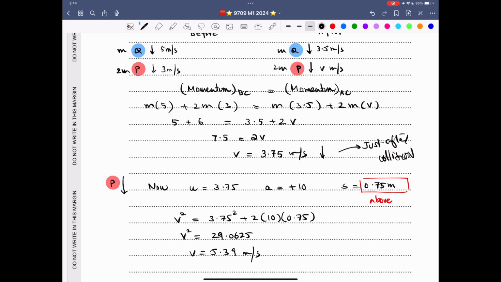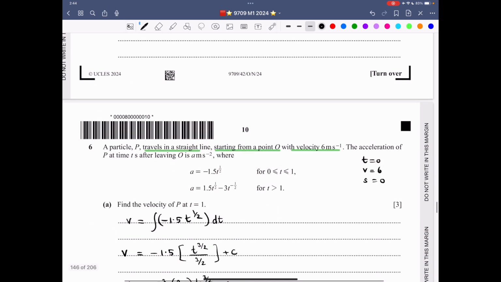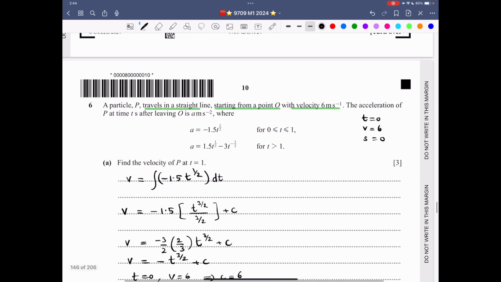P has to move down. This is the speed with which it's moving down. Acceleration is pulling it down, acceleration due to gravity. And this is the distance. So therefore, V comes out to be 5.39 meter per second, correct to 3 SF. All good, all clear? Hope you're enjoying it. Mechanics is all about enjoyment and linking things together.